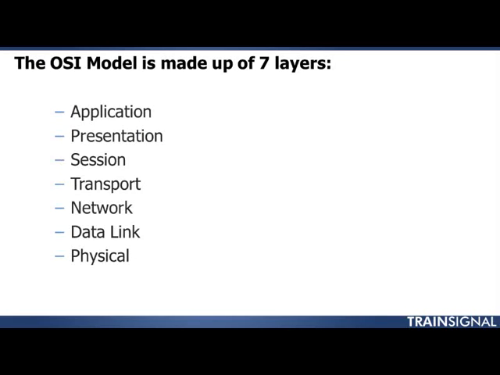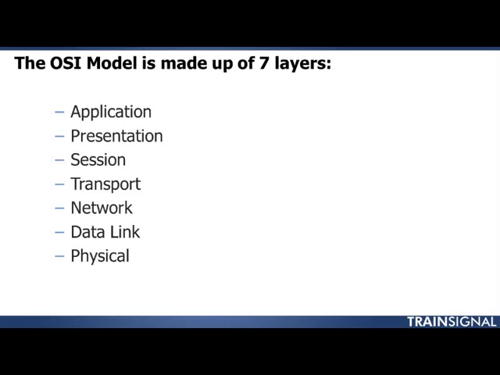Now, the next thing you need to know about the OSI model is that it is a 7-layer model. There are literally 7 layers that you have to learn. You have to memorize. You have to know the names of these layers. That's the first step. And I have them listed here.